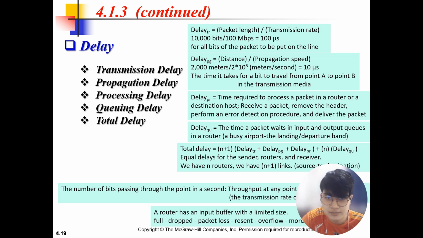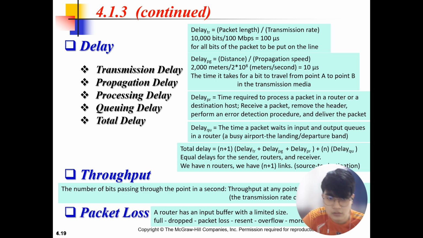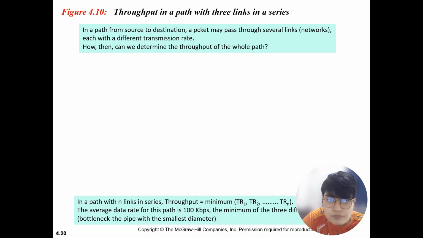Delay: transmission delay, propagation delay, processing delay, queuing delay, and total delay. Throughput, packet loss. Throughput in a path with three links in series. In a path from source to destination, a packet may pass through several links, each with a different transmission rate. How then can we determine the throughput of the whole path?